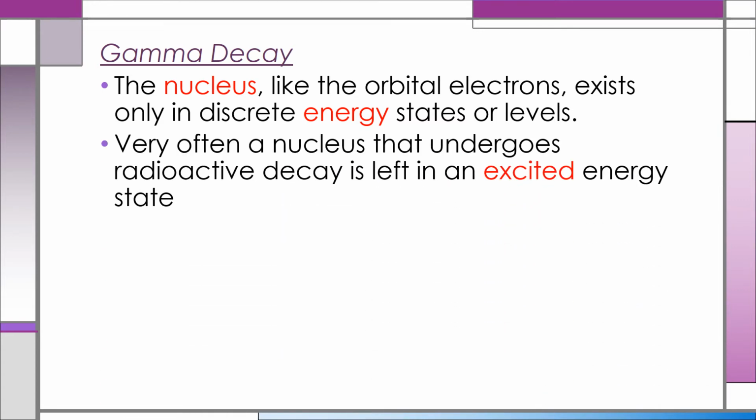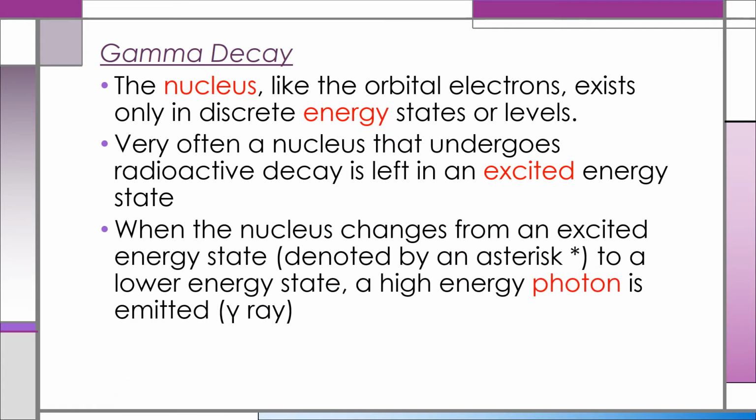Now, very often a nucleus that undergoes a radioactive decay still has some extra energy that's left over inside of it. So it might shoot out that positron or electron or the alpha particle for that alpha or beta decay, but there's still extra energy that's kind of pent up inside. So when that nucleus changes from an excited state, meaning that extra energy, into a lower state, we use a little asterisk to denote it. And that high energy photon shoots out, and that's the gamma ray.